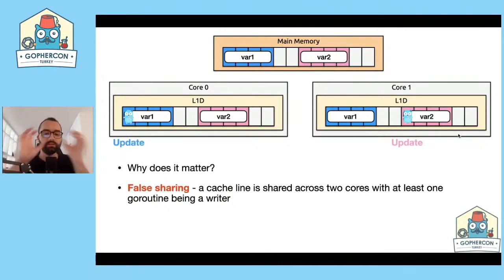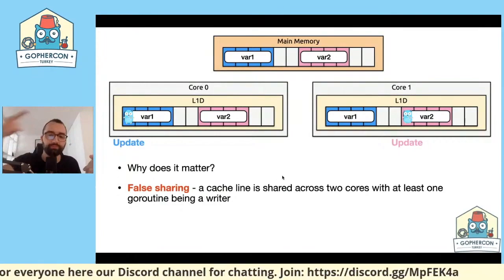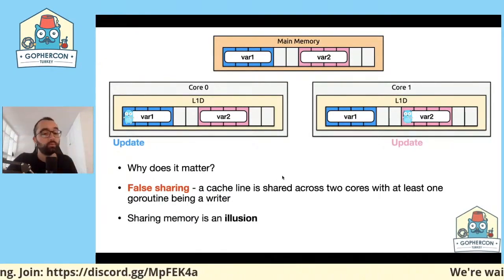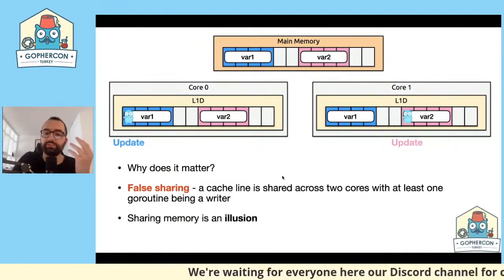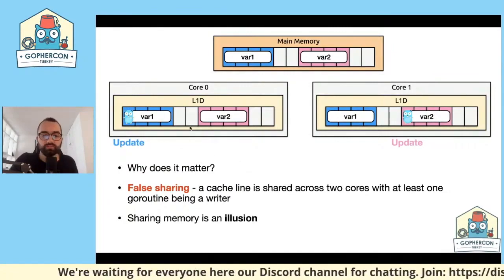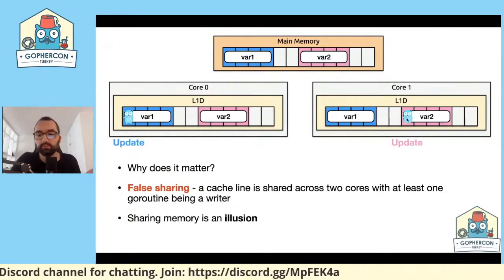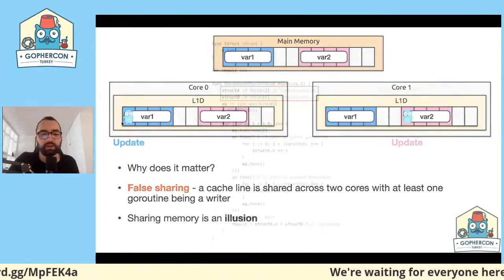Basically, when a cache line is shared across two cores with at least one goroutine being a writer, we will have what we call false sharing, because we will keep having to refetch the data from the main memory. And we can see here that sharing memory is just an illusion, because the way CPU cores are implemented is just an illusion to believe that this goroutine and this goroutine share the same variables.